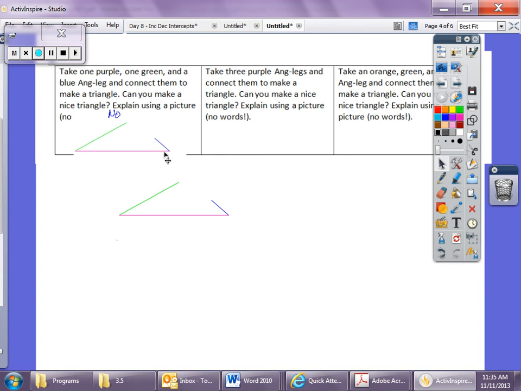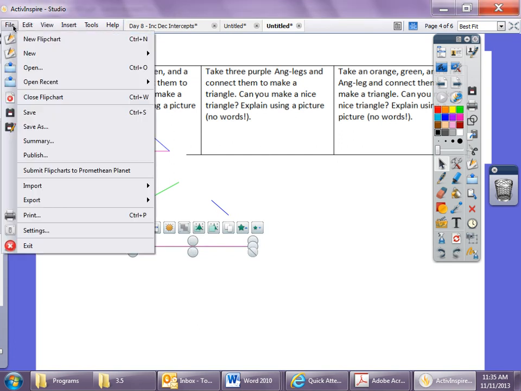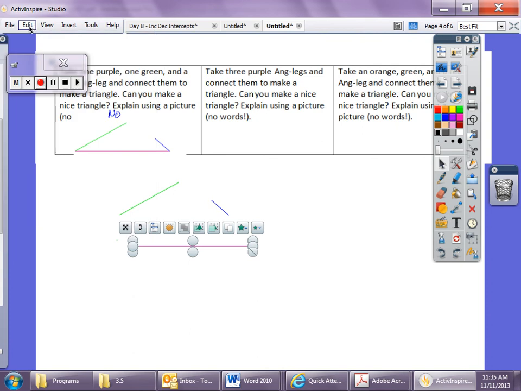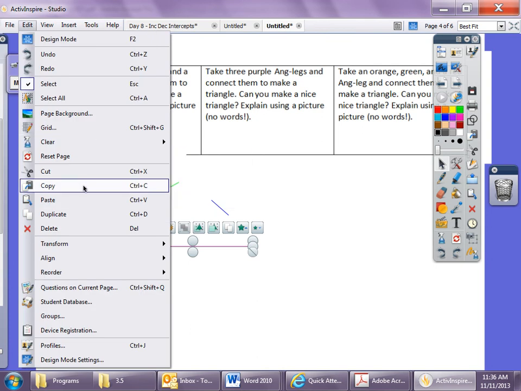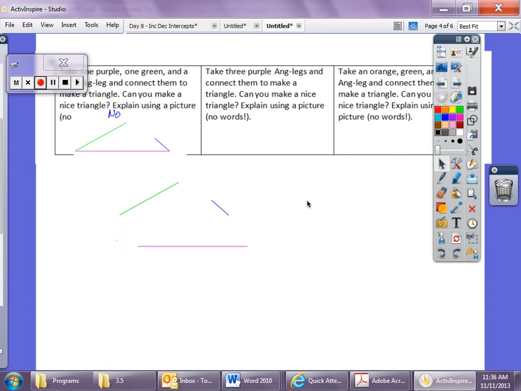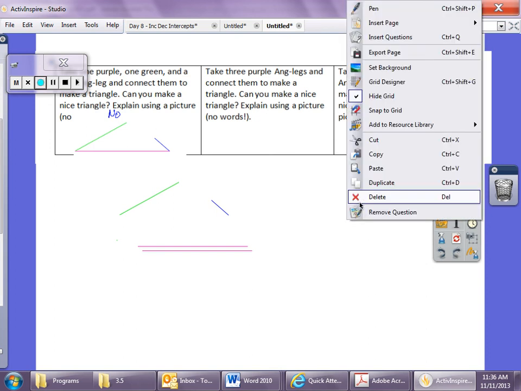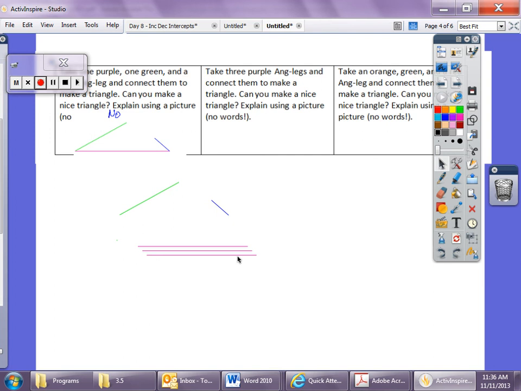Well, if we take 3 purple and connect them, well, if I take my 3 purple and we copy it, copy, now we can paste it. There's 2 purples and 3 purples. Now, can we arrange these to form a triangle? I should have used bigger lines. Would have been easier. There's 1. And we can turn this.